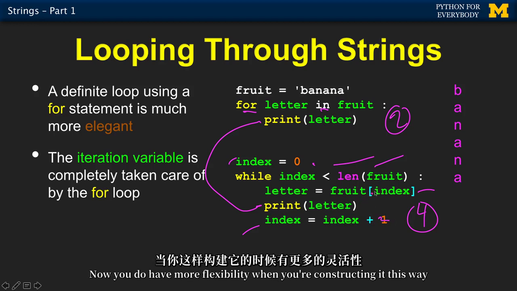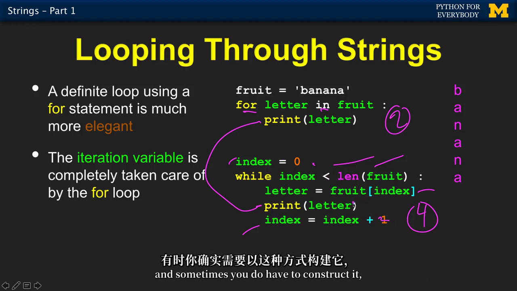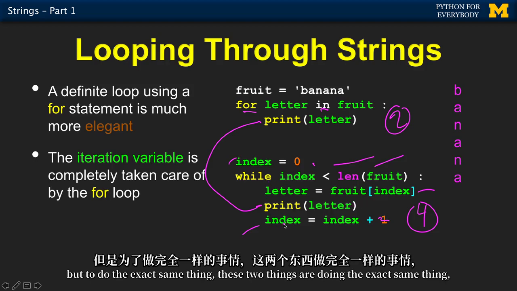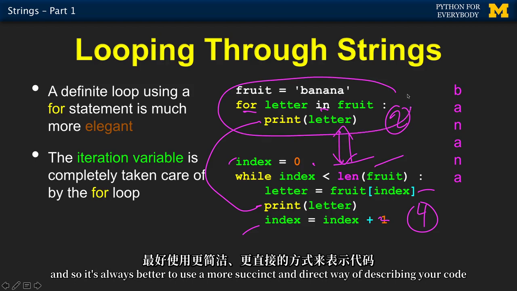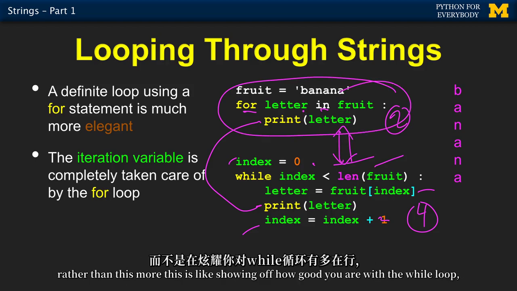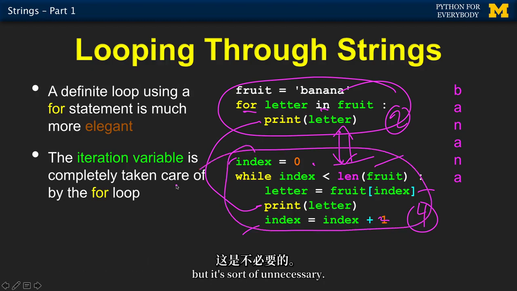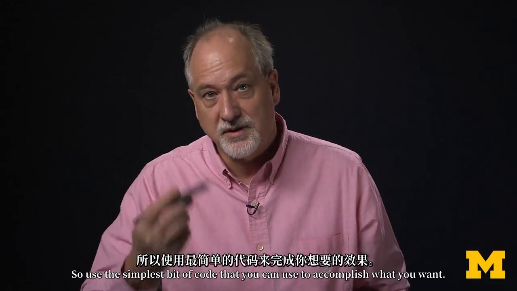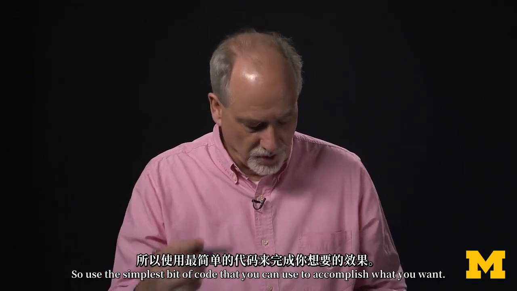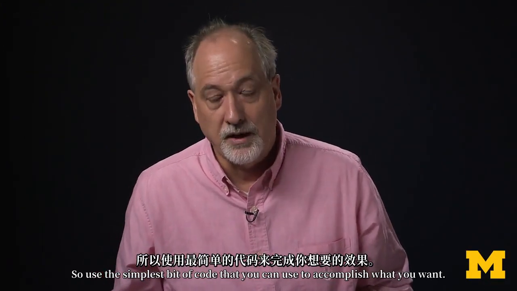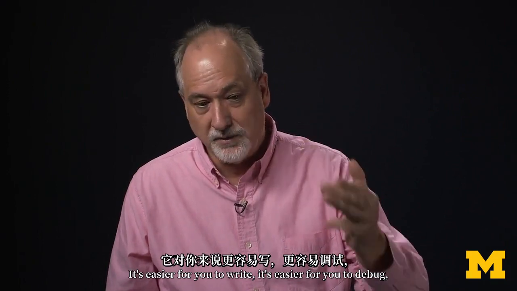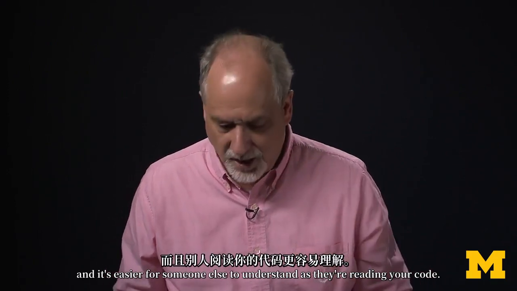Now, you do have more flexibility when you're constructing it this way, and sometimes you do have to construct it. But these two things are doing the exact same thing. And so it's always better to use a more succinct and direct way of describing your code rather than this more, this is like showing off how good you are with a while loop, but it's sort of unnecessary. So use the simplest bit of code that you can use to accomplish what you want. It's easier for you to write, it's easier for you to debug, and it's easier for someone else to understand as they're reading your code.